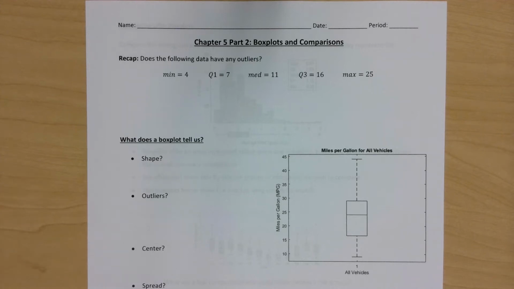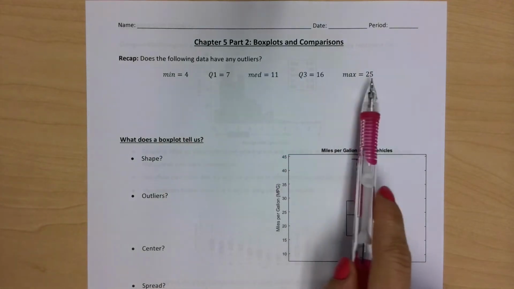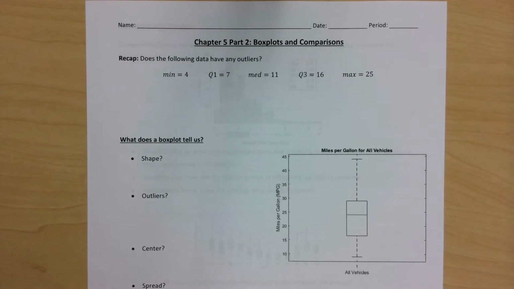Chapter 5, Part 2, we will continue our discussion on box plots. So the first thing that I want to do is recap what we saw in Part 1, which was when they gave us our 5-number summary, or we calculated that 5-number summary on our calculator, and we used that information to identify if there were any outliers present. Go ahead and pause your video to try this problem on your own, and then I'll show you the work and we'll go through it together.